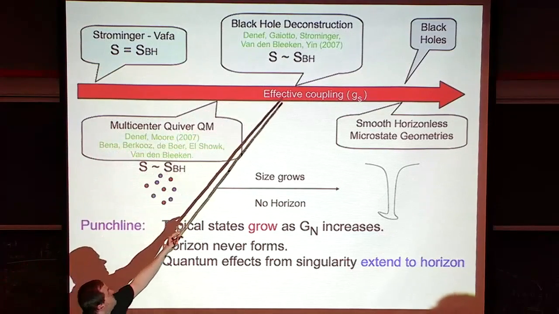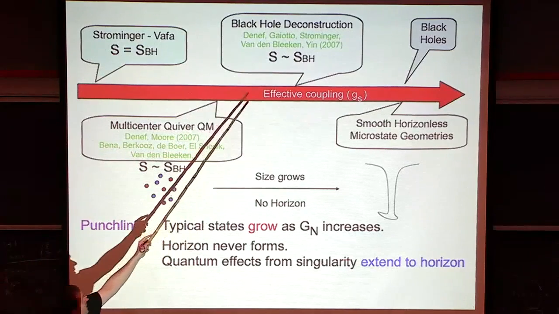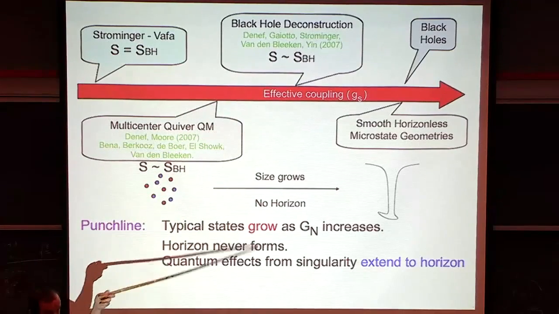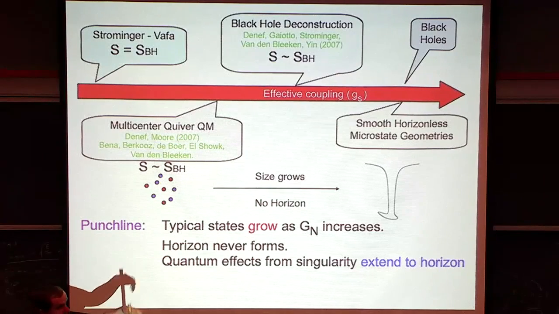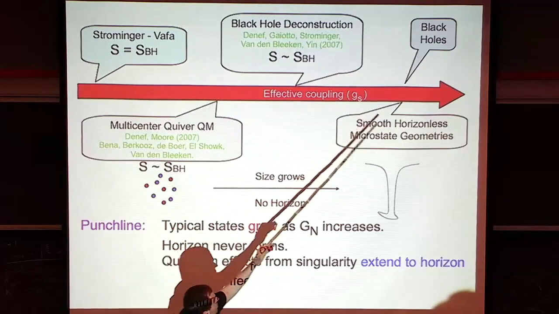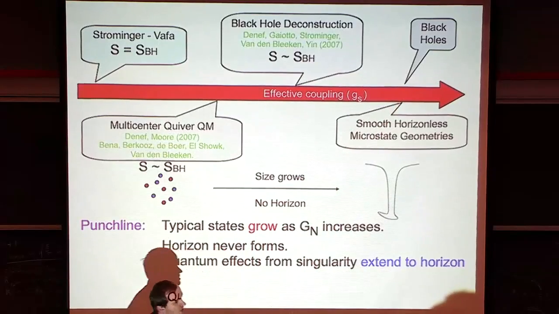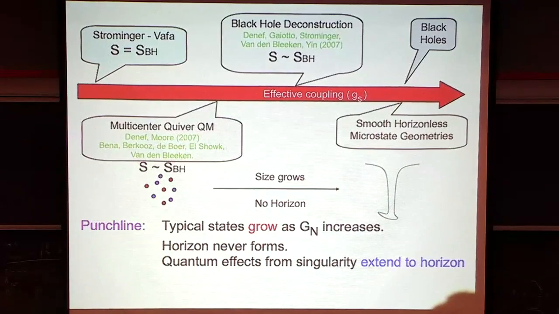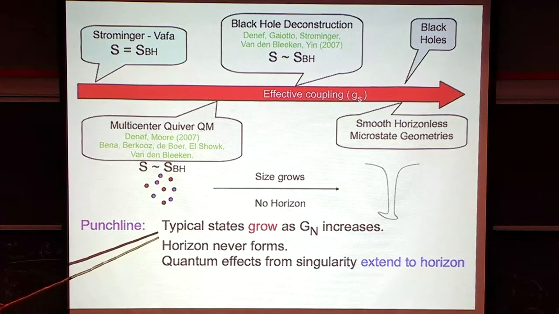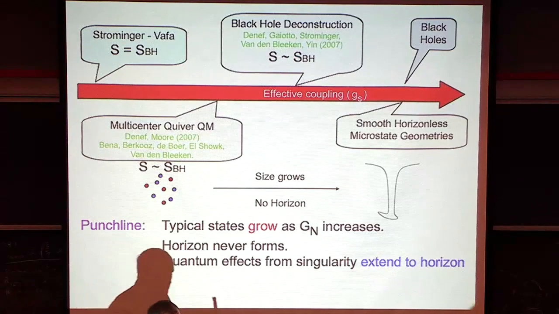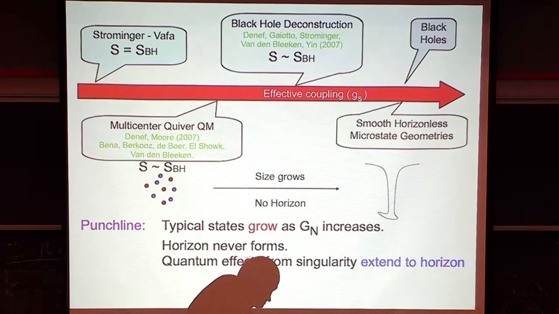You go to some other value of the coupling a bit further out, which again is not full back-reaction, and there you can also get the black hole entropy on the nose from things which are again becoming bigger and growing. And then you go to the full back-reacted regime where the black hole exists, and you find these microstate geometries, which again have superstrata and so on, and essentially they also don't have a horizon. So the punchline is that for supersymmetric black holes, the typical states grow as G_N increases, and the horizon never forms. And therefore we can think about what's wrong with the supersymmetric solution. You basically have the singularity, and you have quantum effects from the singularity which go all the way to the horizon and completely invalidate the classical geometry.